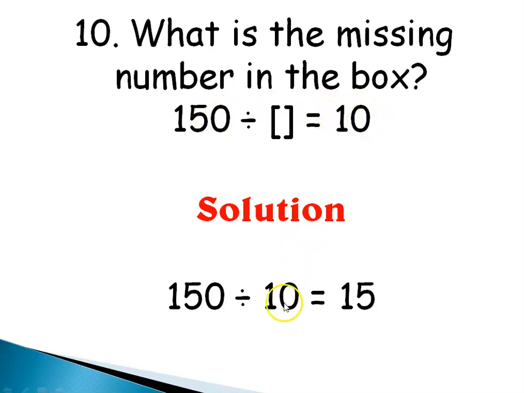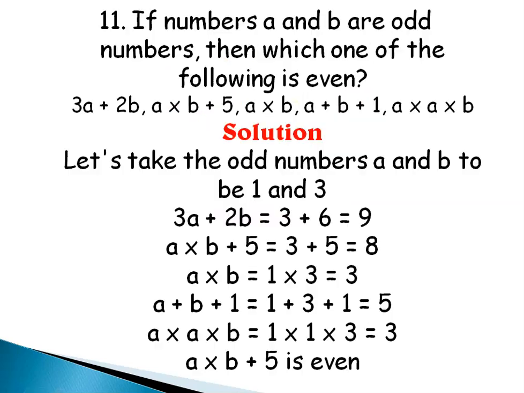And 150 divided by 10 is 15. So that means 150 divided by 15 will give me 10. Or better still, I can say, okay, what number would I multiply by 10 to give me 150? 15 multiplied by 10 will give me 150. So 15 is the missing number. Is that okay? Correct.